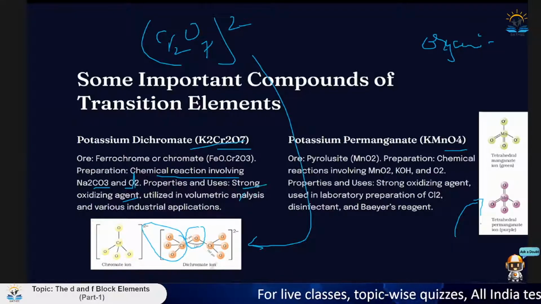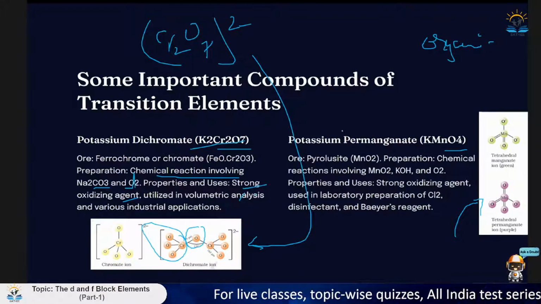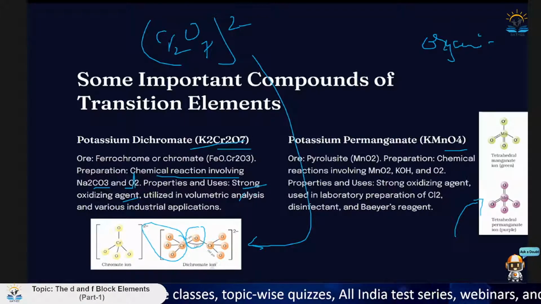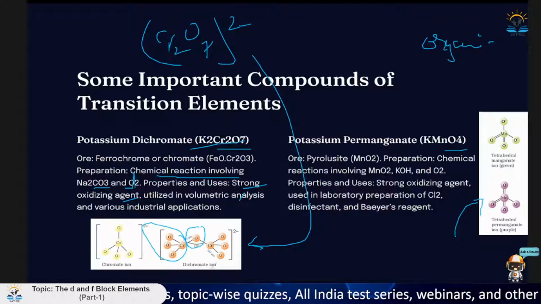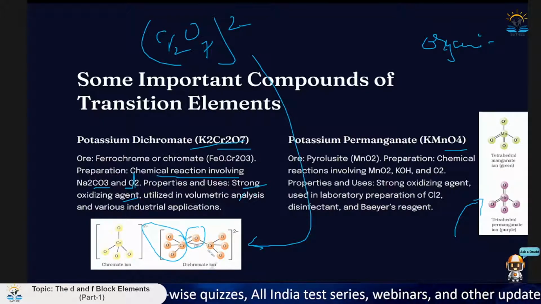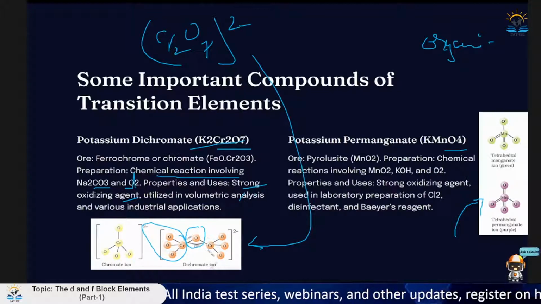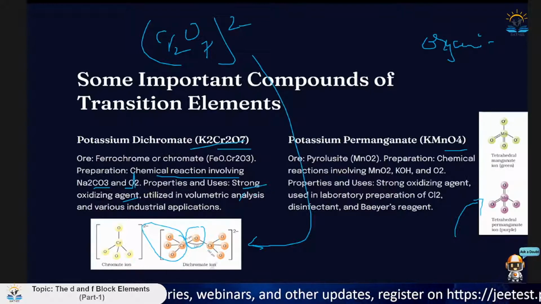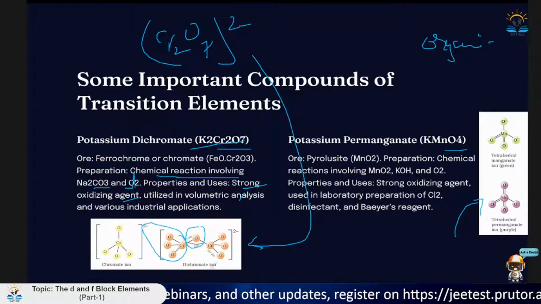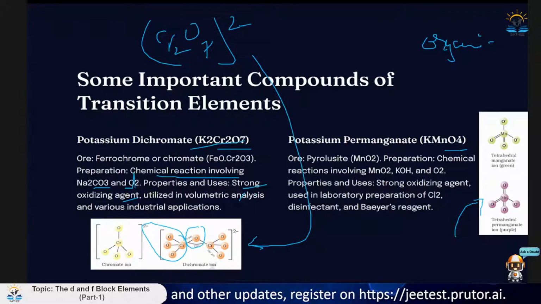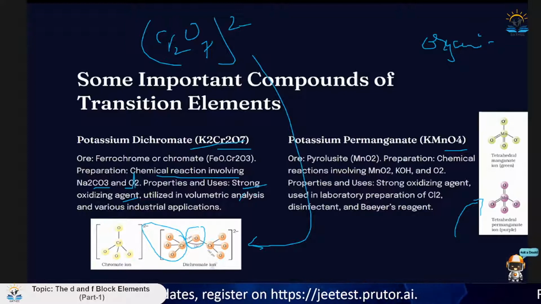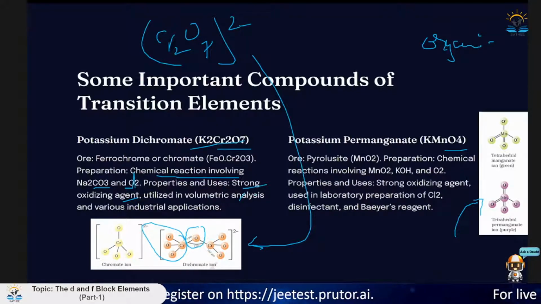Okay, permanganate ion. Now here is a color difference also. K2Cr2O7, that is potassium dichromate. If you see it at times, you will see that it is orange in color. And if you see KMnO4, then you see that it is purple in color. So there is a small difference in color also, and that color difference is basically what we use in our analytical chemistry, right? So these are two very important compounds that are present in our D block elements.